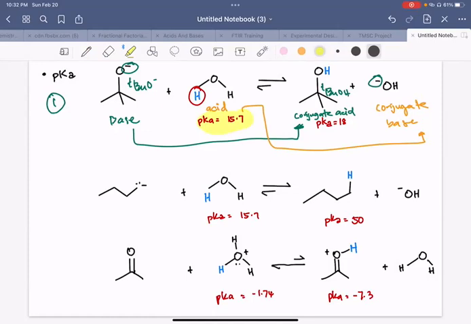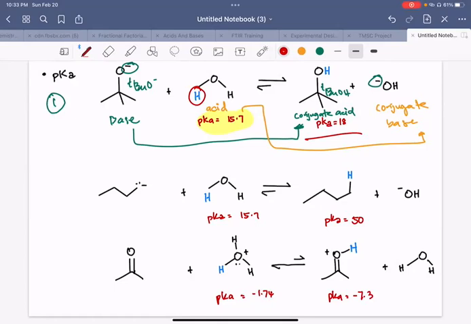Since the pKa of water is lower, it is the stronger acid. And since the pKa of tertiary butyl alcohol is higher, therefore it is the weaker acid. Therefore, the position of equilibrium favors the right side, because that is the weaker acid, which is tertiary butyl alcohol. So that's why the equilibrium arrow is drawn this way.